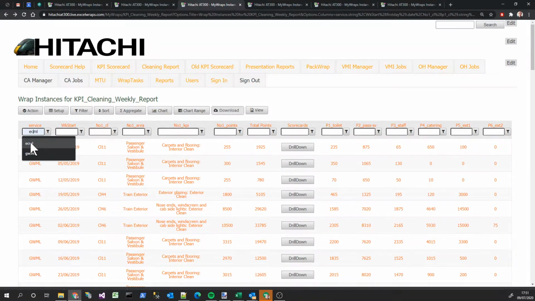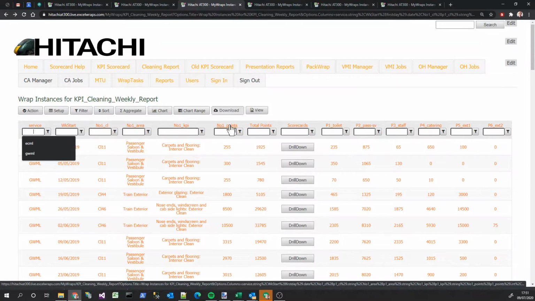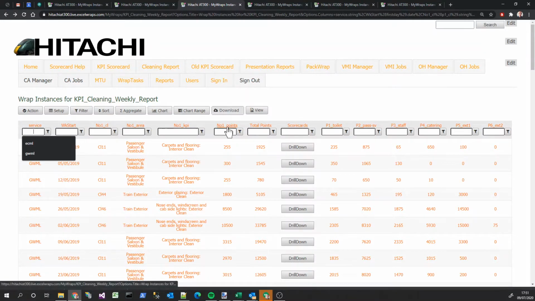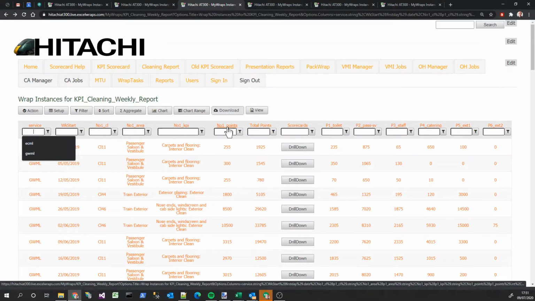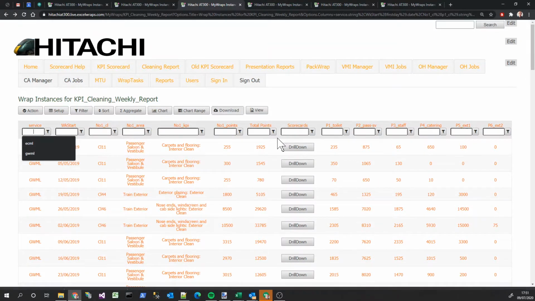So you could put East Coast Mainline in there to look at just East Coast Mainline. These filters work on all the data, so you can play around with that to your heart's content. You can also click on these, and that will sort from lowest to highest or highest to lowest. You click it once, it's lowest to highest, and click it a second time, it's highest to lowest. So that all helps as well.